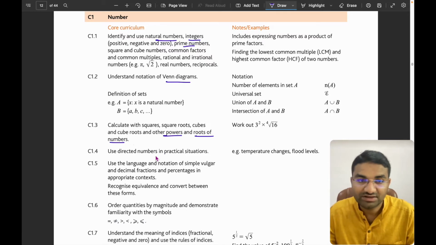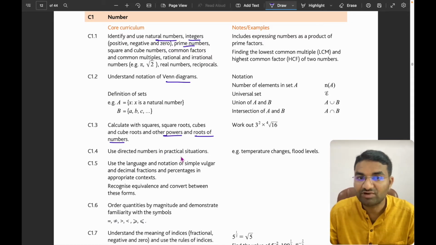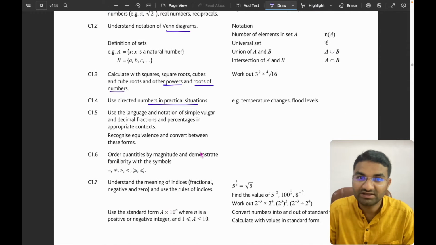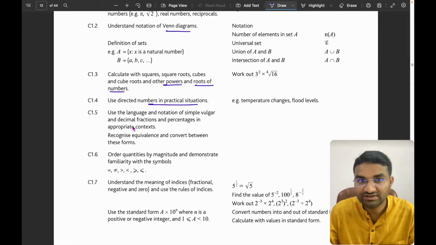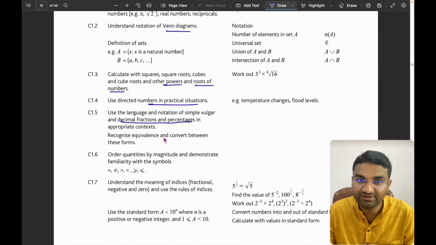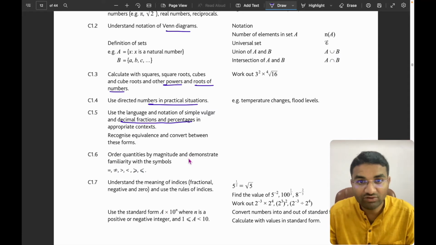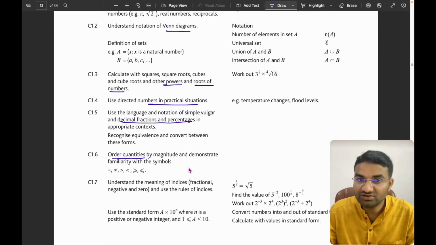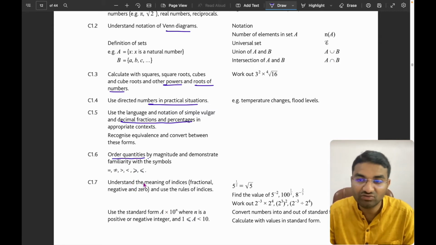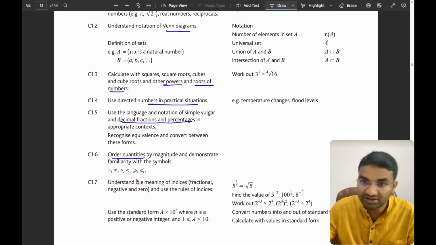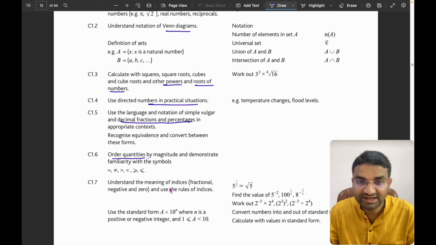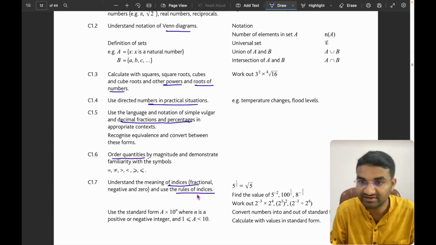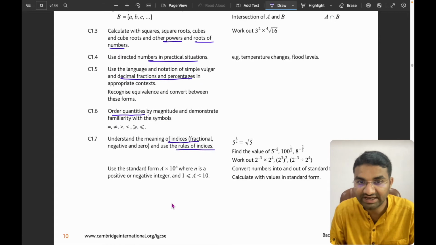Okay, then next, numbers in practical situations. Fine. Then decimals, fractions, percentages, approximate values. Okay, equivalent fractions. Then next, ordering quantities, magnitude. Basically here it's the greater than, less than symbols, how to use them, and how to represent them on the number line. Okay, then next, indices. So fractional form, using the rules of indices. We have a set of rules for the indices.